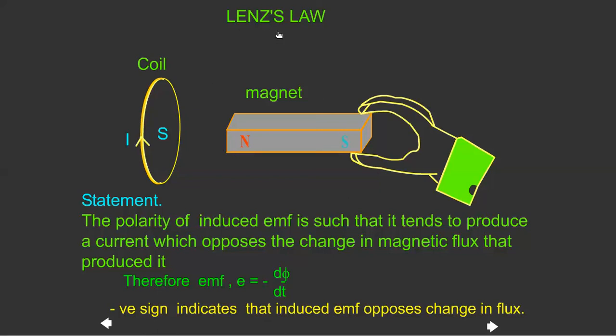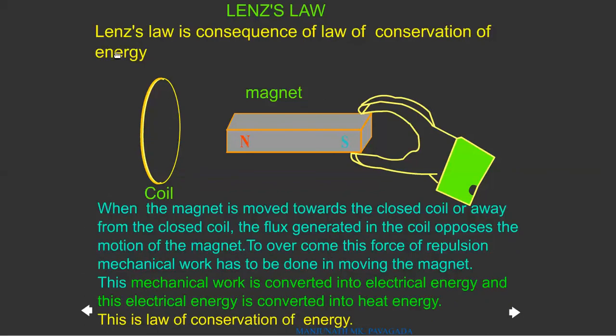And of course this Lenz's law is according to the law of conservation of energy. It means the EMF produced in the coil is electrical energy. This electrical energy is not produced by itself. It is produced at the cost of work done by this external agent. Let us discuss how Lenz's law is a consequence of the law of conservation of energy. Look here, Lenz's law is a consequence of the law of conservation of energy.